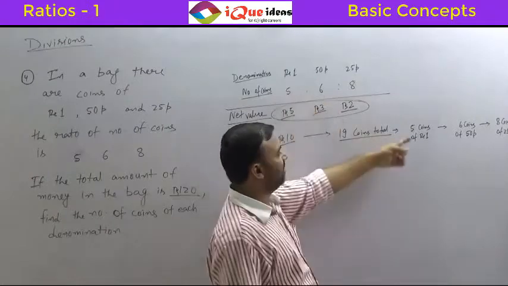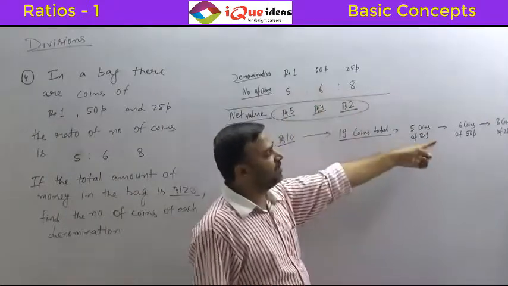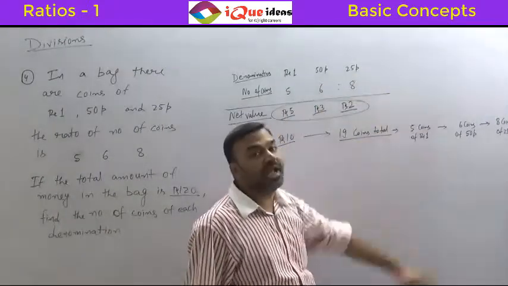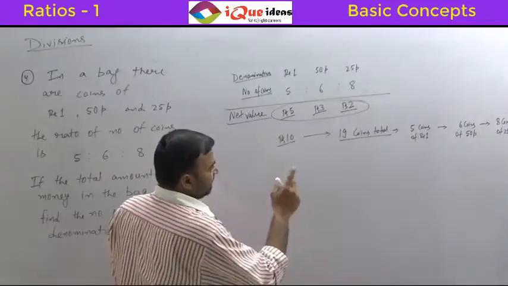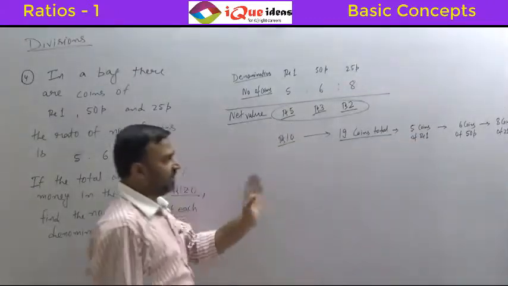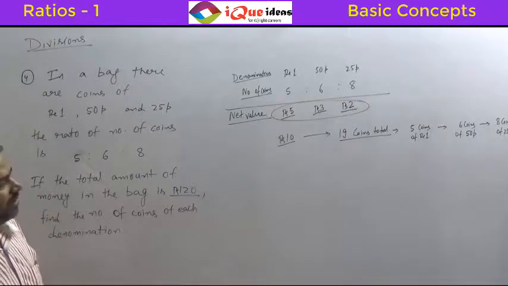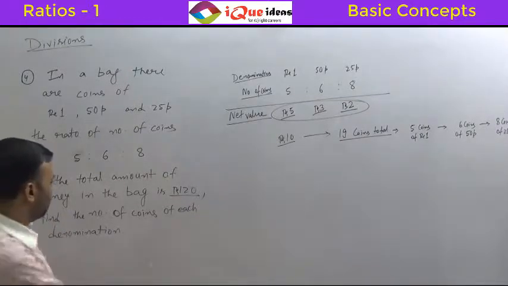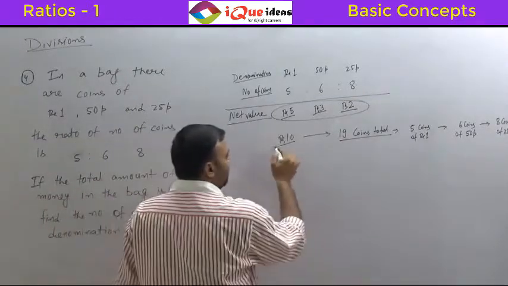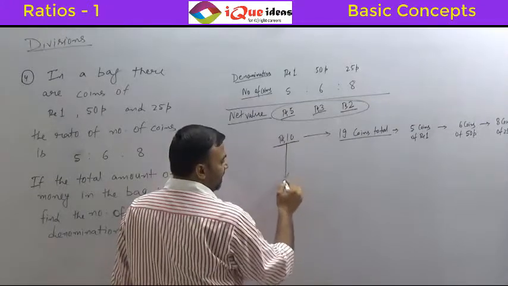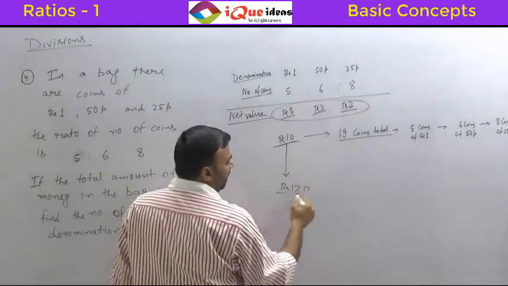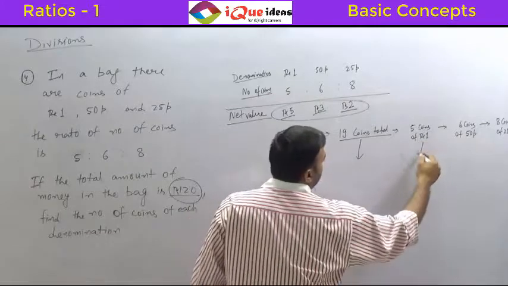Or 1 rupee coins should be 5. Or 50 paisa coins should be 6 in number. And 25 paisa should be 8 in number. In the question in the exam, only one of them would be asked. I am just explaining how to get all of them. Okay. Now, what is the information given? The total money is 120. So, using the unitary method, if this 10 becomes 120, how much will each one of them become?